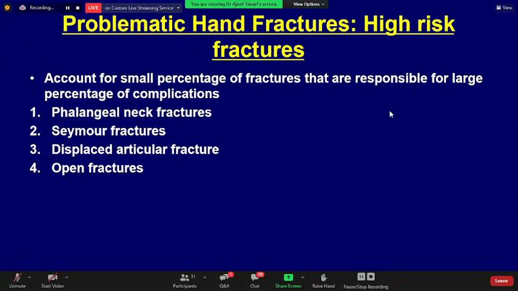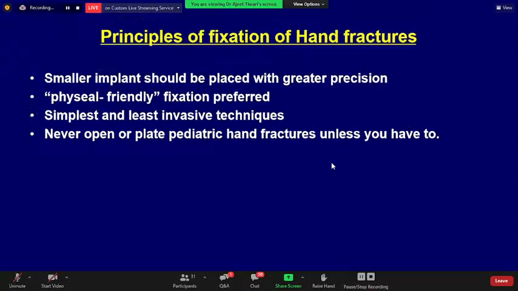Okay, so what is the principle of fixation of the hand fractures? Always remember that the small implant should be placed with greater precision. And whatever fixation we are doing, it should be physis friendly and the simplest and least invasive technique, because we should not put threaded K-wires. We should not make multiple attempts to pass the wire through the epiphysis or through the physis, because this will injure the physis. So whatever fixation we do should be physis friendly, and never open or plate pediatric hand fractures unless you have to do.